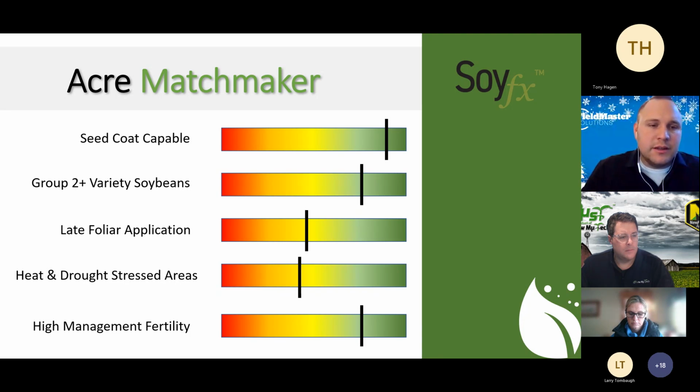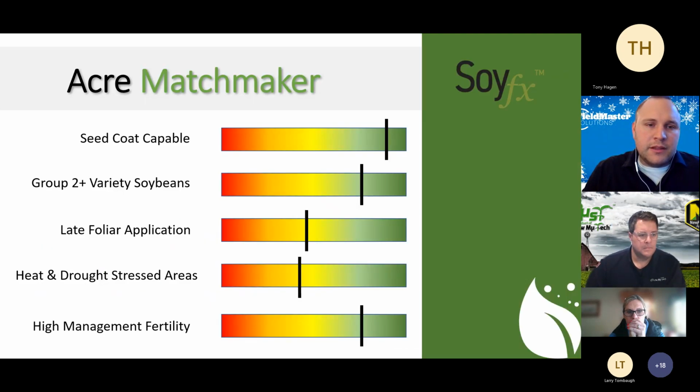Late foliar application, again, for us, we just think getting it on early with what it does, that lower branching, is beneficial. I don't think I would wait till fungicide timing to put this down. We just haven't seen it, with one caveat, which I'll get to here in a minute. And then heat and drought stress areas, again, we can be dry early, but dry during pod fill is pretty negative for us. On that high management fertility, we've got to have fertility to fill these pods. Those are your two biggest things: moisture and fertility.